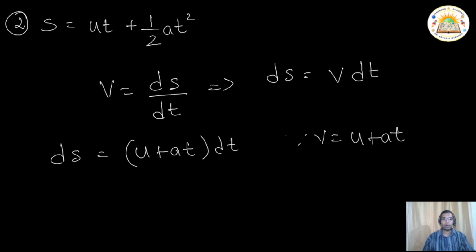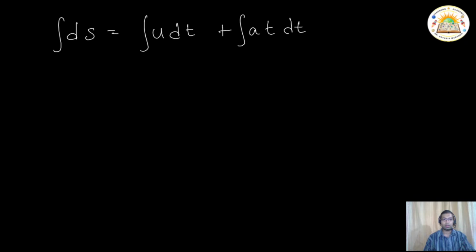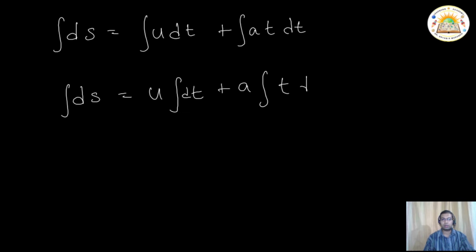Now we can go ahead and put the integral sign. Integral ds is equal to integral u plus at dt, or we can write it in this particular way. Integral ds is equal to integral u dt plus integral at dt, or integral ds is equal to u times integral dt plus a times integral t dt.